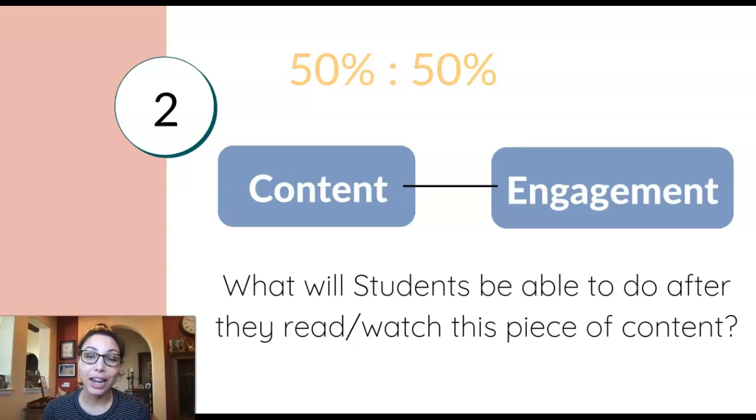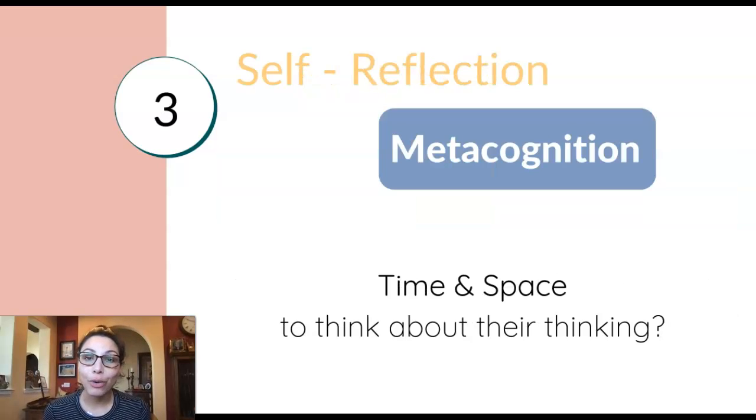The one question you can answer to yourself on this piece is, what will students be able to do after they read or watch this piece of content? This is to make sure that the online learning environment is engaging and ask for students to be involved in their own learning. So part number 3 is a self-reflection.